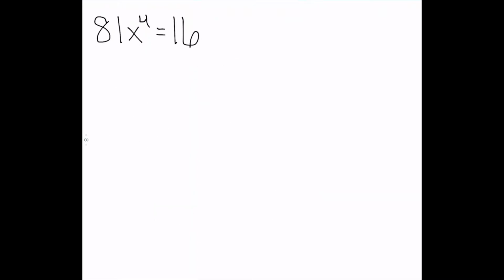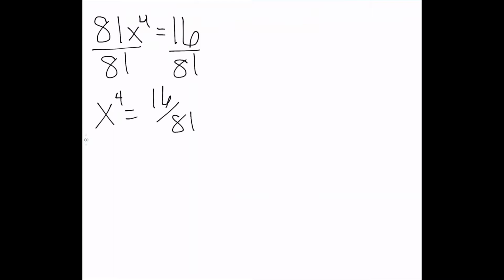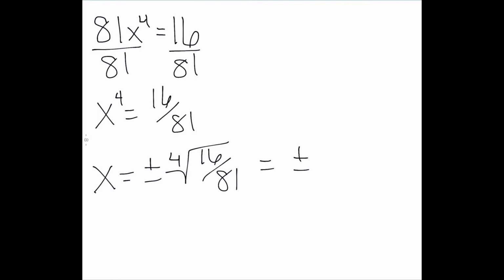The next one, 81x to the fourth equal to 16. Well, we can start by dividing both sides by 81. That gives me x to the fourth equal to 16 over 81. Since 4 is even, I'll need to take plus or minus the fourth root of both sides. And that gives me the fourth root of 16 is 2, the fourth root of 81 is 3, so I have 2/3 and negative 2/3.